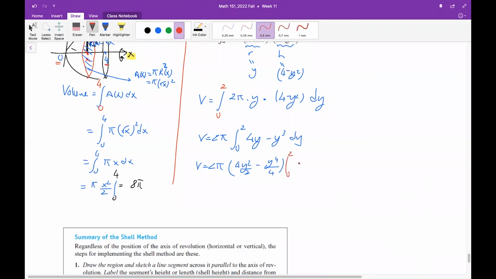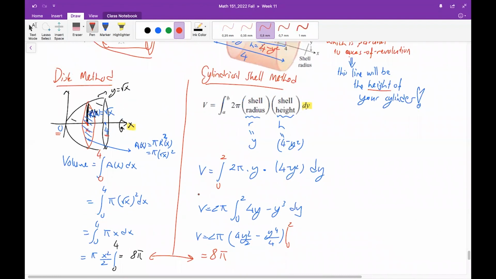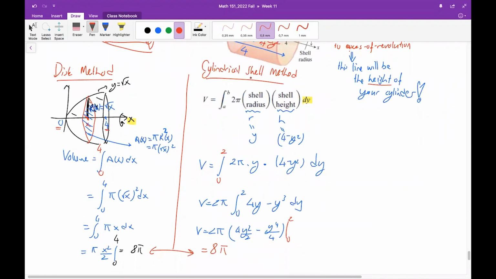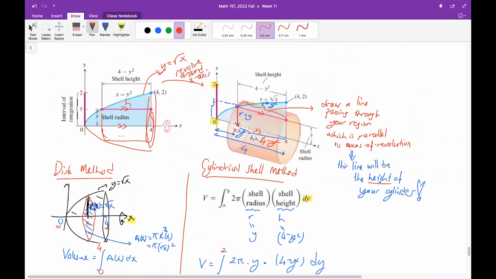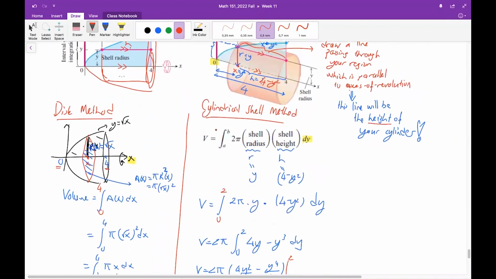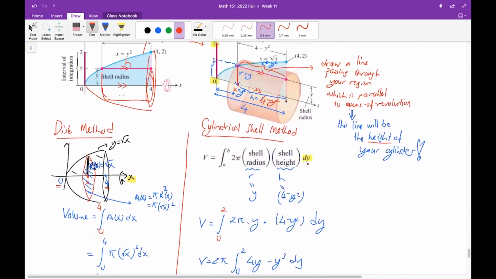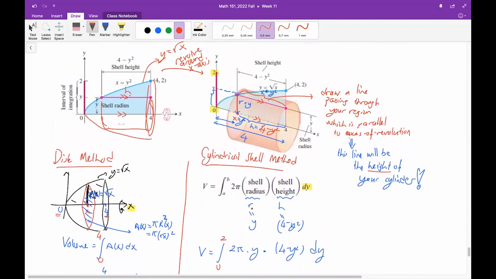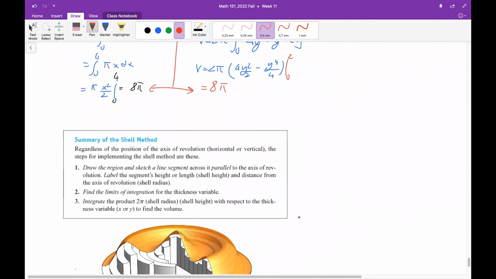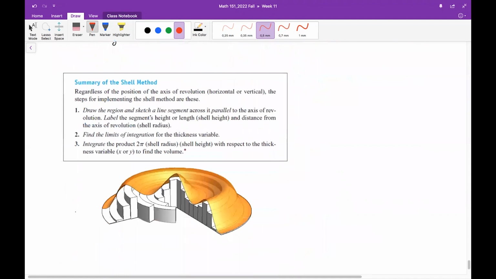And then if you evaluate this expression between 2 and 0, you will obtain the same result as you did here, because no matter which method you use, disk or cylindrical shells, you are computing the volume of the same three-dimensional object. And here we studied the cylindrical shells method with respect to the y component. That's why we try to express everything, the radius and the height, in terms of y. Okay, so that's it. I stop here after looking at this summary.